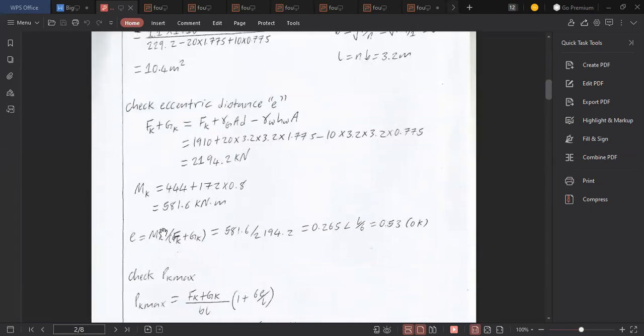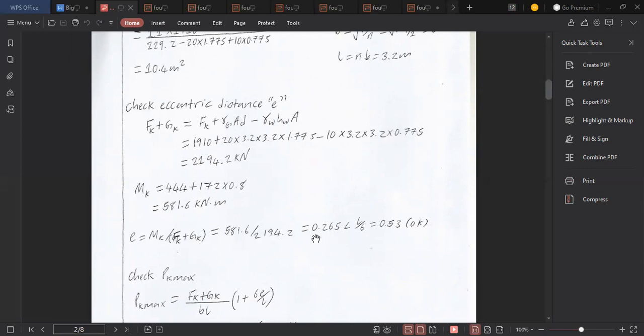Then you've got E is equal to MK over FK plus GK. I think you can just write, because this is not really MK, this is MK plus VK times H. So you can just write E is equal to MK plus VK times H over FK plus GK. And then from there you find your eccentricity.